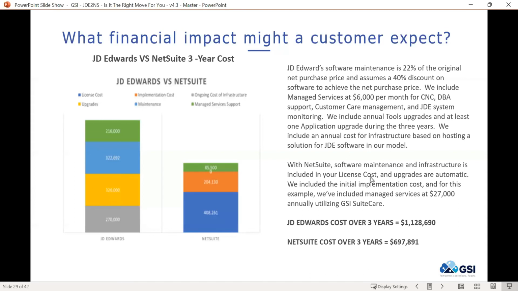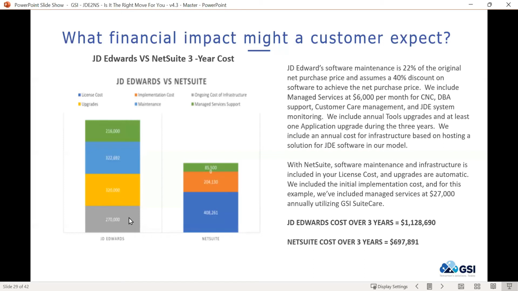We also included in these models the ability to have managed services. So you would assume there's a layer of managed services. We utilize $6,000 a month for what we call in the JD Edwards world CNC, DBA, a customer care director that's managing your engagement, as well as JD Edwards monitoring, as a single package at that amount. And then we also include an annual tools upgrade and at least one application upgrade during this 3-year term, right? All of those costs are broken down.